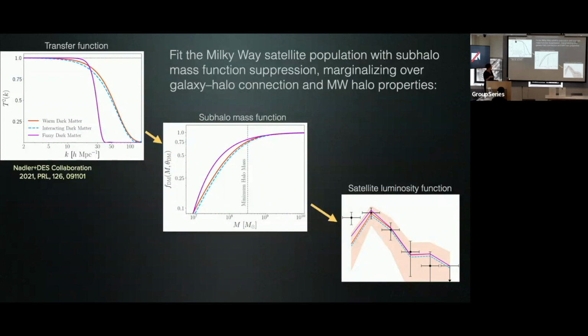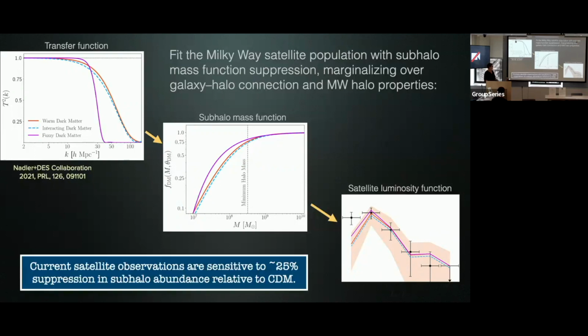Okay, and so this middle plot here, the basic idea is that different kinds of dark matter models would suppress the power at large K. Another way to think about that is they suppress the number of dark matter subhalos above a given mass, and this is just 3 example models.